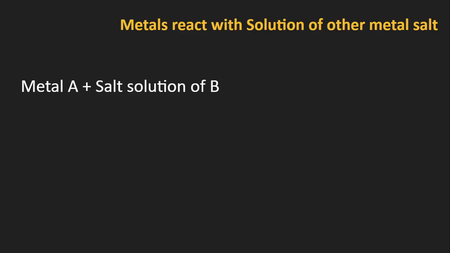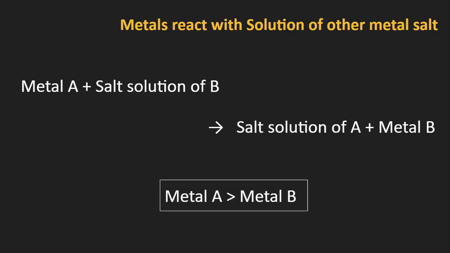For instance, in this reaction, metal A plus salt solution of B, A is more reactive than B, then on the product side you will get salt solution of A plus metal B. If metal A is more reactive than metal B, then it displaces the less reactive metal, B, from its compound. That's why metal A plus salt solution of B becomes salt solution of A plus metal B. We can perform a simple experiment to understand this.